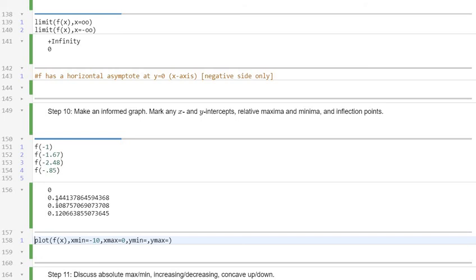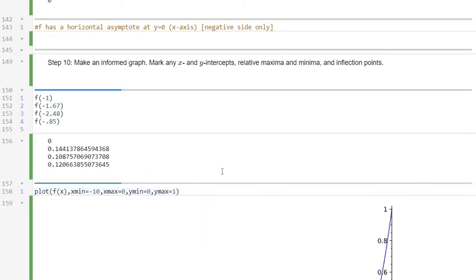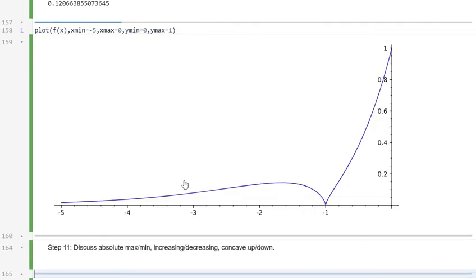Now the y-intercept was 1. That's bigger than all of these. If we want to see the y-intercept, we'll have to go all the way up to y equals 1. The minimum y, notice that all of these are positive, so we'll go ahead and start at 0. So let's see what that looks like. And this is not too bad of a graph here. It looks like negative 10 on my x was farther than it needed to be. Maybe I would have been okay just at negative 5. Let's play around a bit.